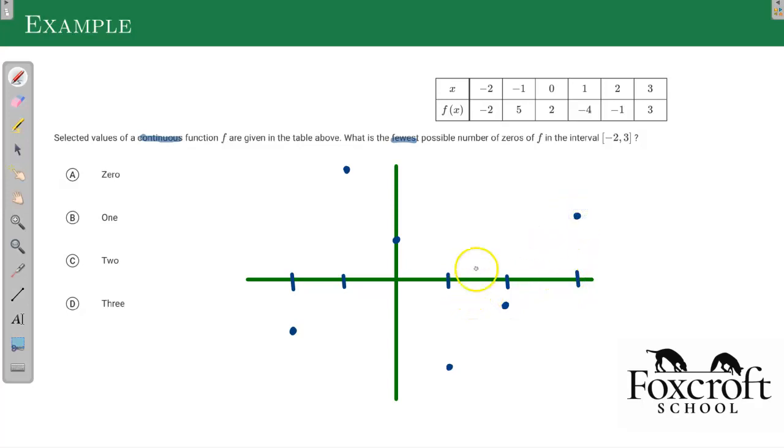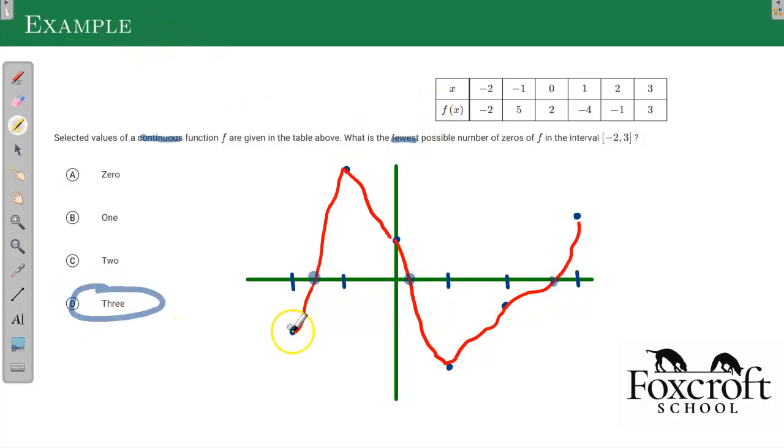Right. By the intermediate value theorem, I kind of have to just make my way from here up to here, from there down to there, from there down to there. I can't lift up my pencil. What's the fewest number of zeros I could have? It would be 1, 2, 3.